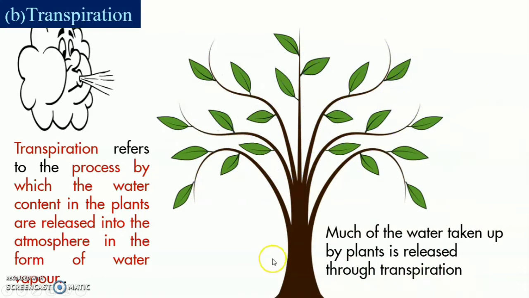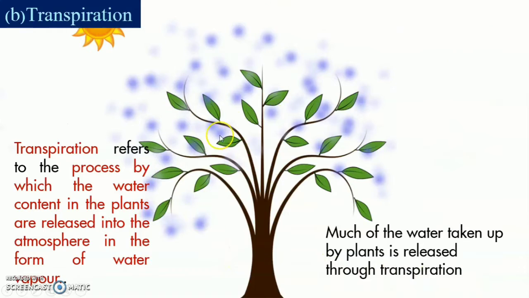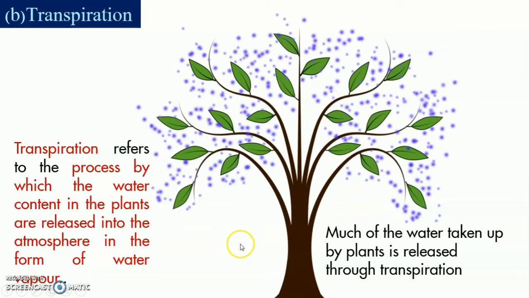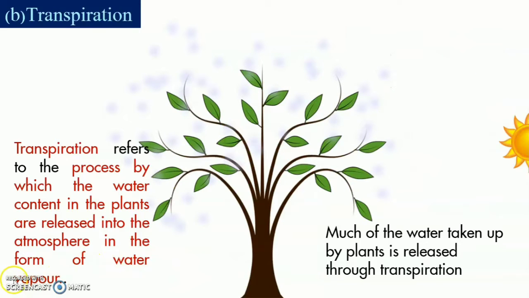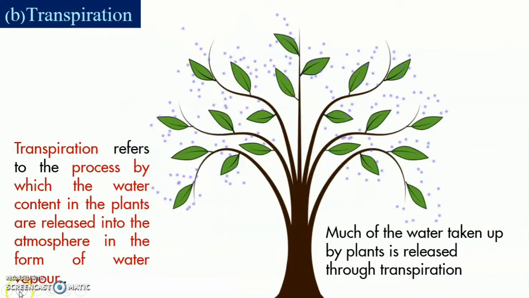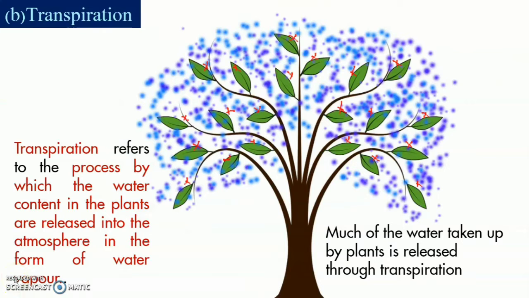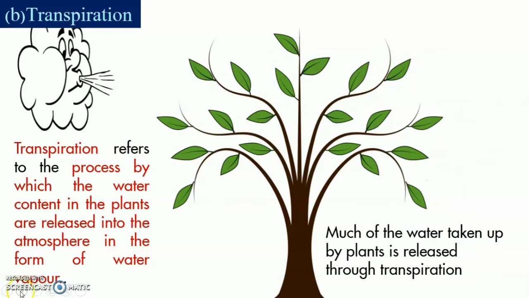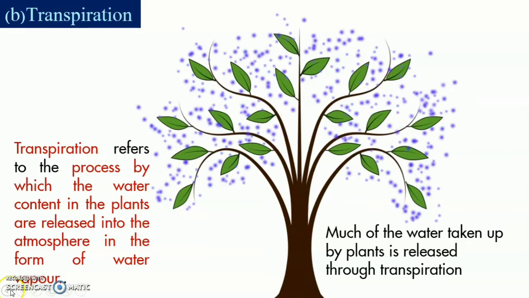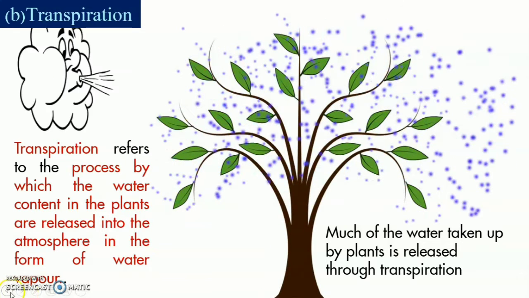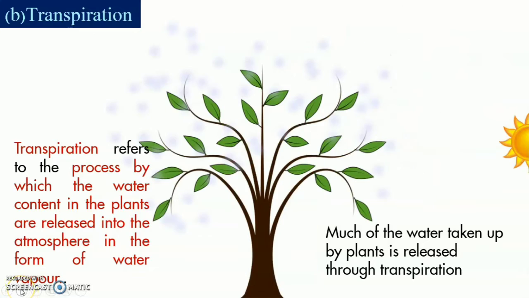Children, actually, plants absorb water through their roots. 99.5% of this water is not used by the plants for their growth. It is actually the excess water. And this excess water is released into the atmosphere through the leaves of the plants in the form of water vapor. This process is called transpiration.